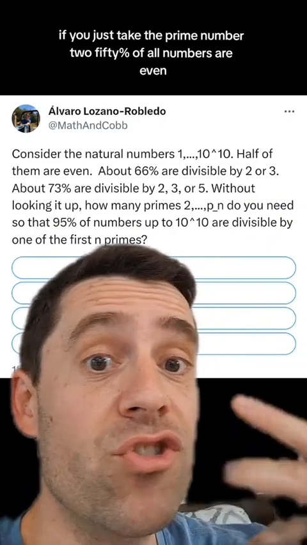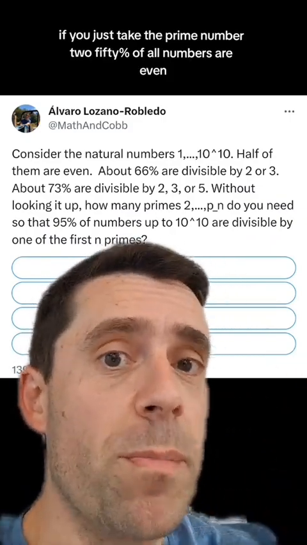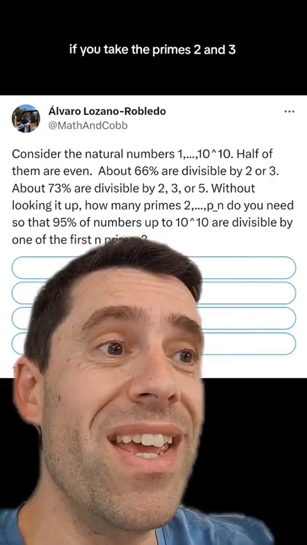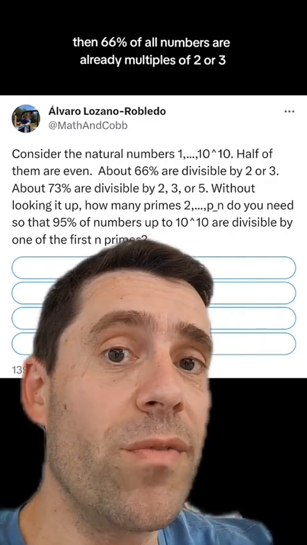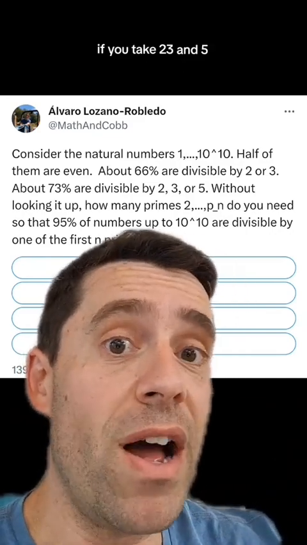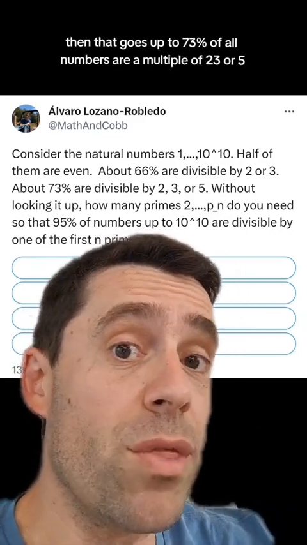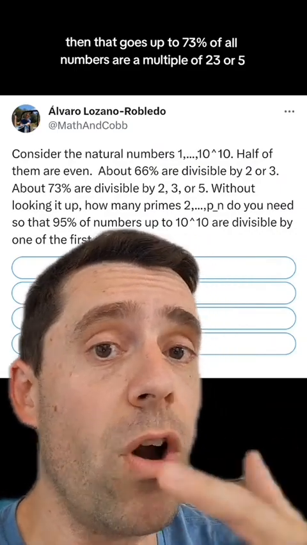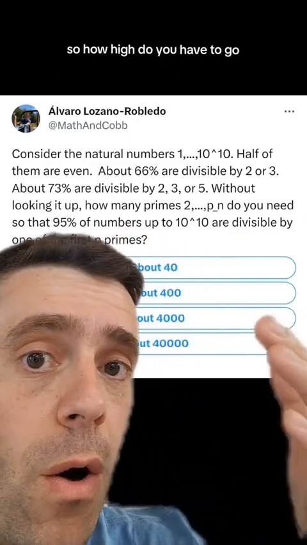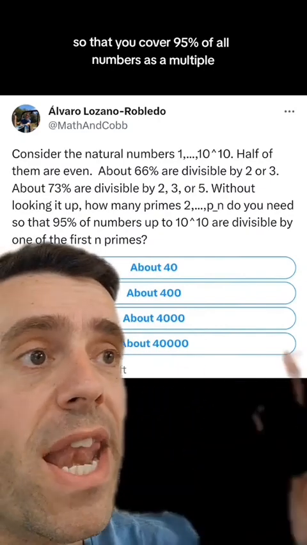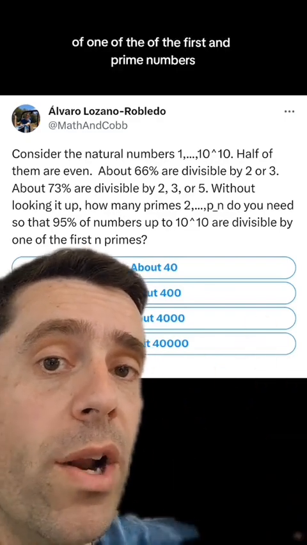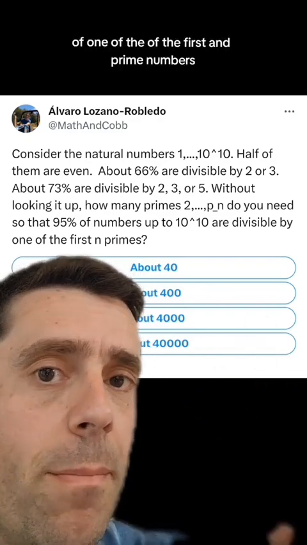So for example, if you just take the prime number 2, 50% of all numbers are even. If you take the primes 2 and 3, then 66% of all numbers are already multiples of 2 or 3. If you take 2, 3, and 5, then that goes up to 73% of all numbers being a multiple of 2, 3, or 5. So how high do you have to go so that you cover 95% of all numbers as a multiple of one of the first n prime numbers?